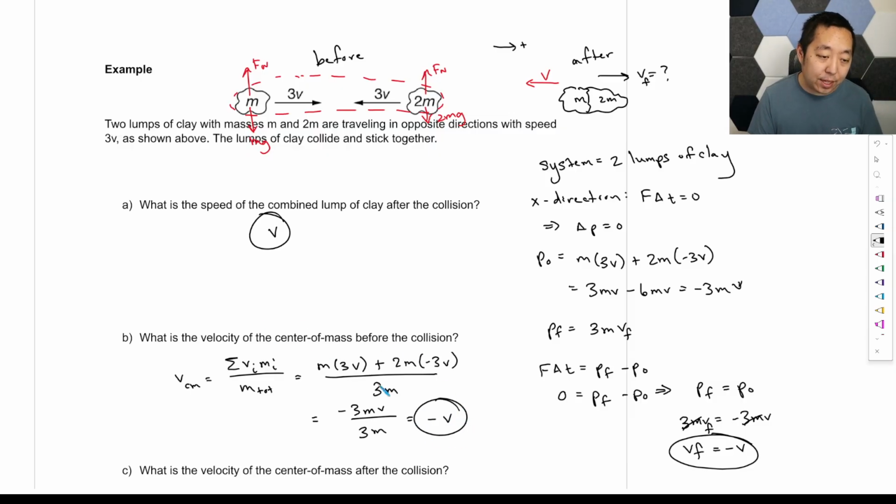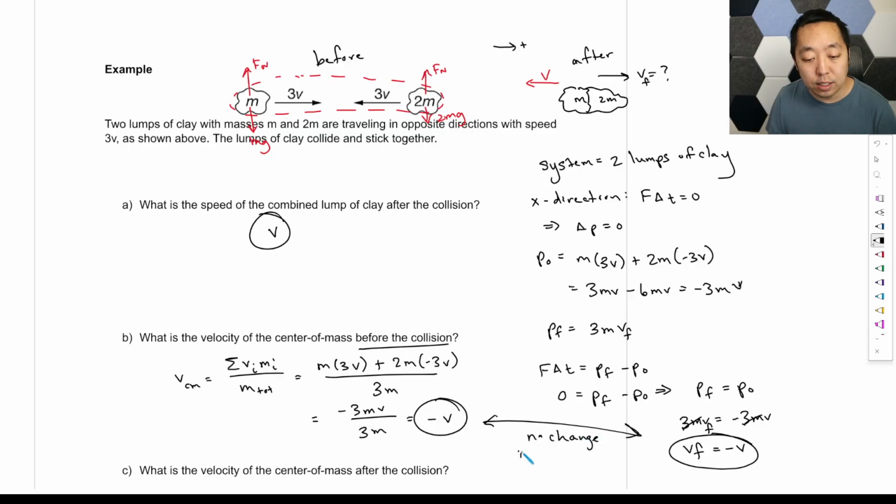Now, why did we get this? This is before the collision. Why did we get this? This is what I was saying before: because there's no external force on the system, the center of mass velocity was negative v before the collision, and after the collision, the velocity of the center of mass is still negative v. So notice there was no change in the center of mass velocity in this collision.